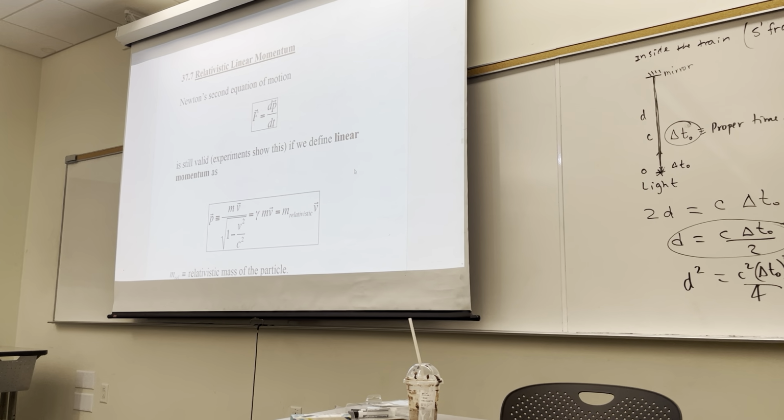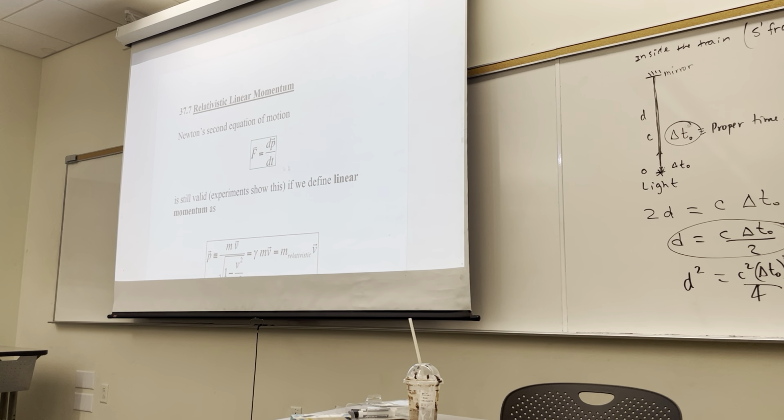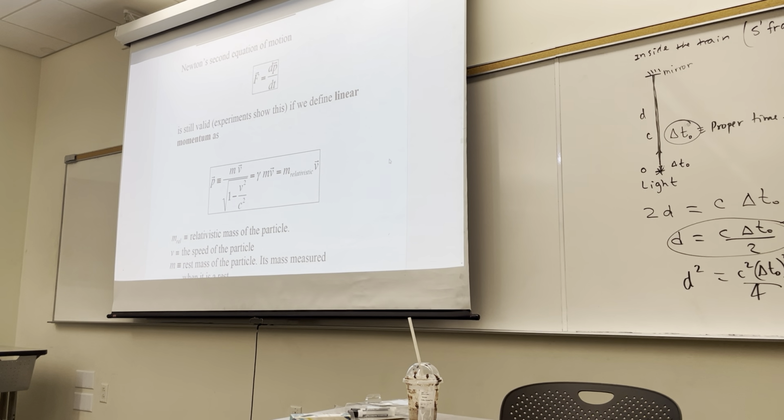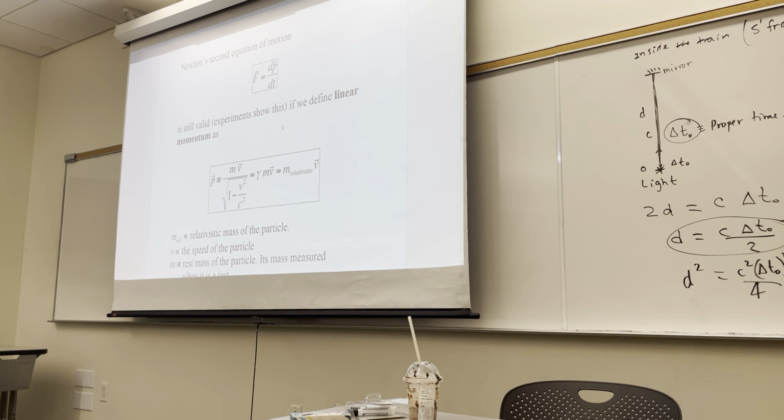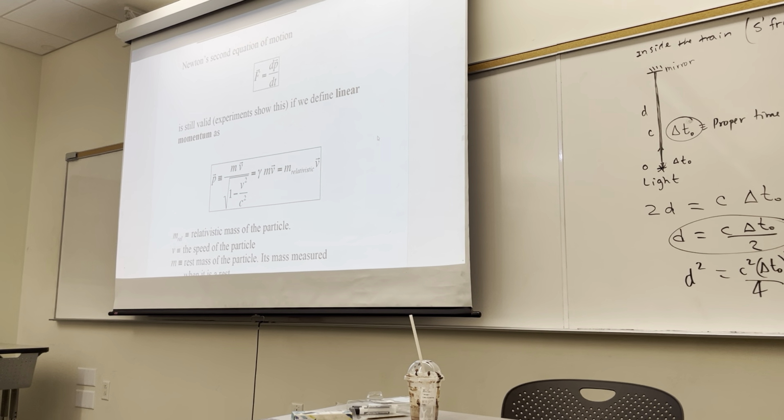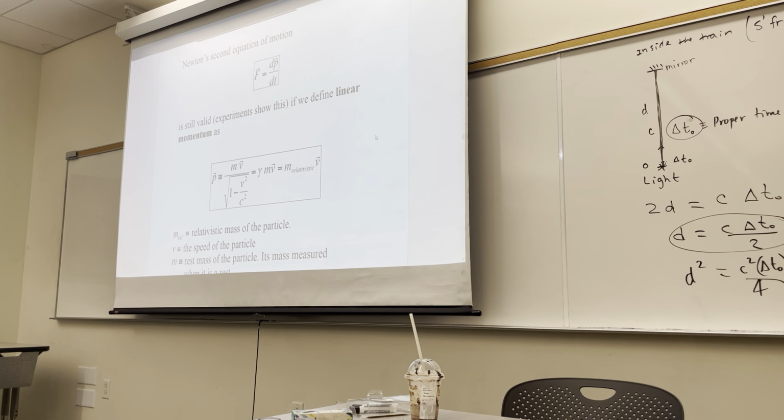So I want to write down Newton's second law of motion. You think of Newton's second law of motion as F equals ma, right? And you think of linear momentum as mass times velocity, right? mv is what you learned in physics 185. But the expression for linear momentum becomes something different, right? It becomes something like given by this expression.